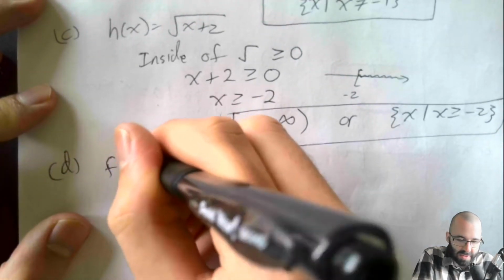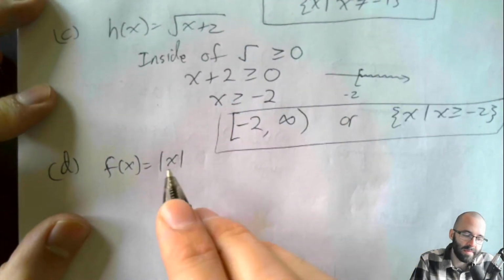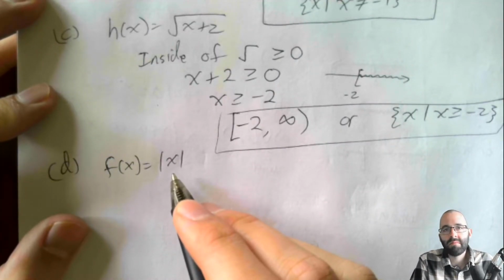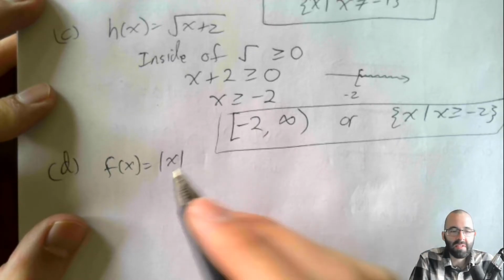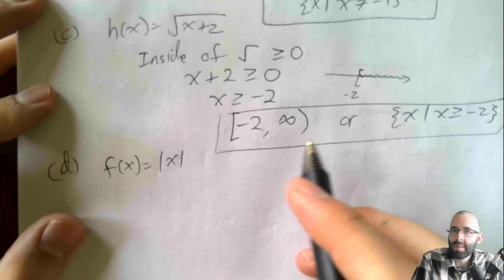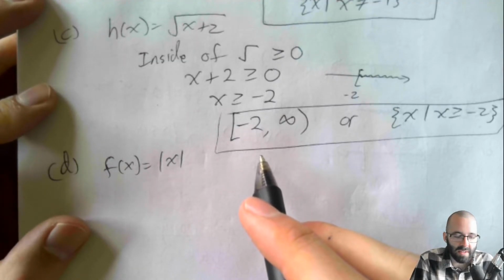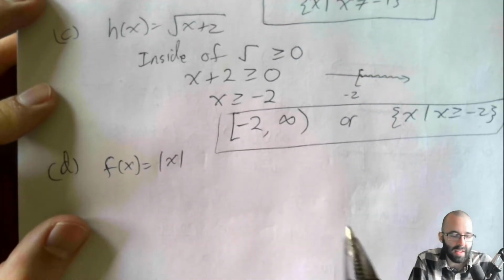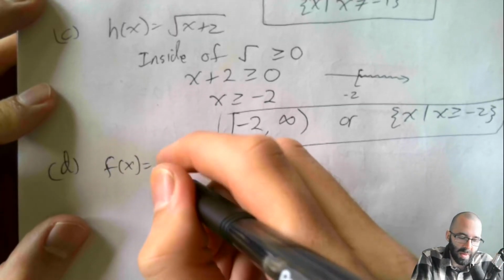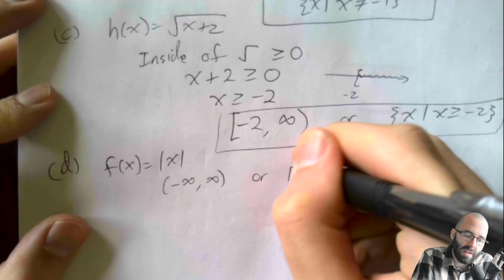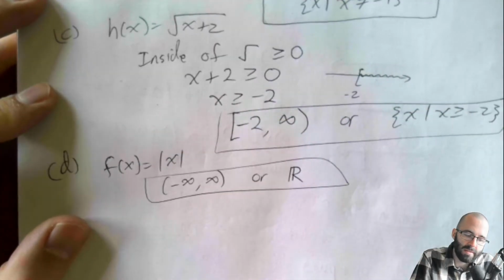F of x equals the absolute value of x. We can take the absolute value of a positive number, that's fine. The absolute value of a positive number is just itself. The absolute value of 0 is 0, and the absolute value of a negative number is a positive number. So we can take the absolute value of anything we want. So we say the domain is all real numbers, or -infinity to infinity. Okay, that's it.